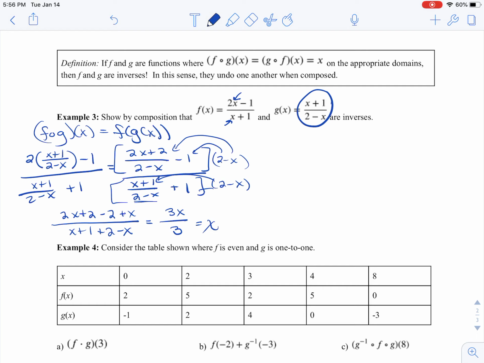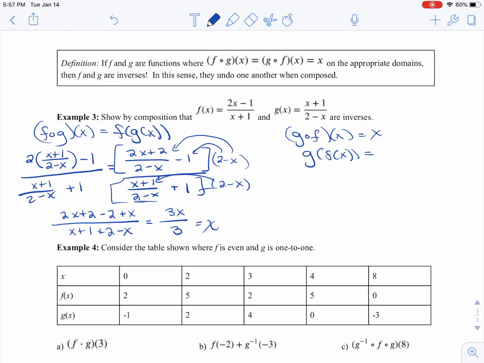Now, it wasn't enough for f composed with g of x to equal x. We also needed g composed with f of x. And just a reminder that composition isn't commutative, so they're not always necessarily equal to each other. So now we also want to show that g composed with f of x is equal to x. So that means we're doing g of f of x.